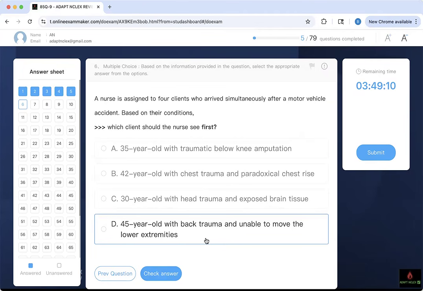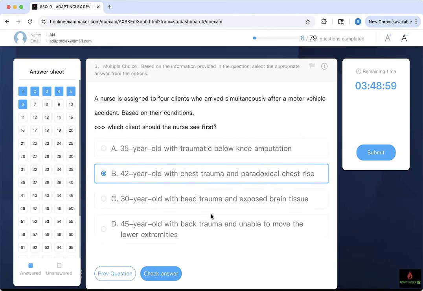So who do you want to see? I'll give you the concept. Pause the video, pick your answer, and let me know which one you will see. As you can see, the person we need to see is number 2. Why? Chest trauma, paradoxical chest rise is what? Flail chest. That's it. Probably they have a bad pneumothorax, bad multiple rib fractures. We need to see them.